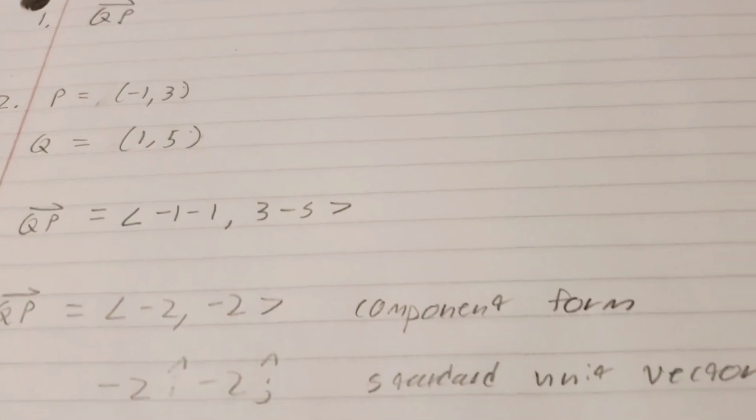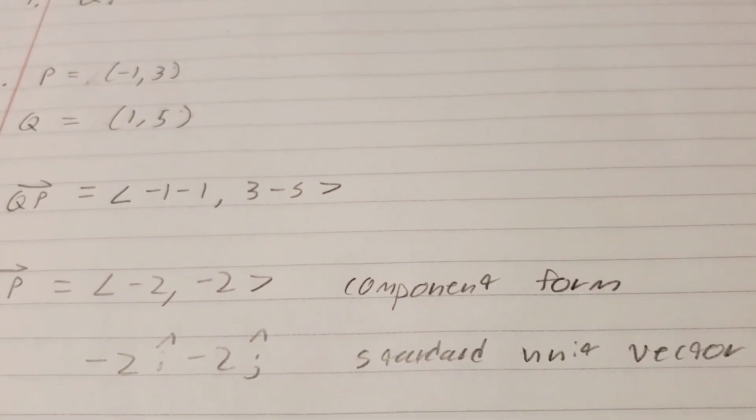So, in summary, we were able to take points P and Q and get the vector QP for both component form and standard unit vector form.